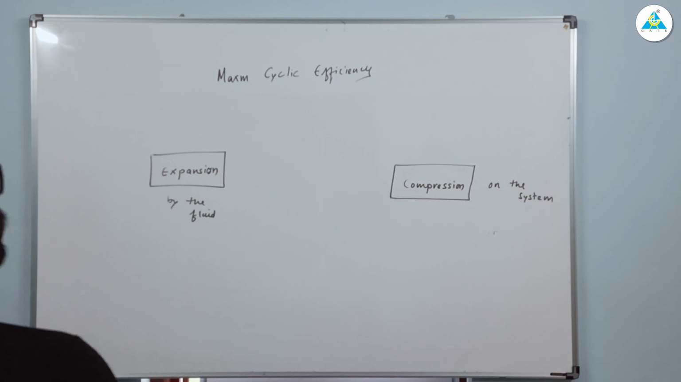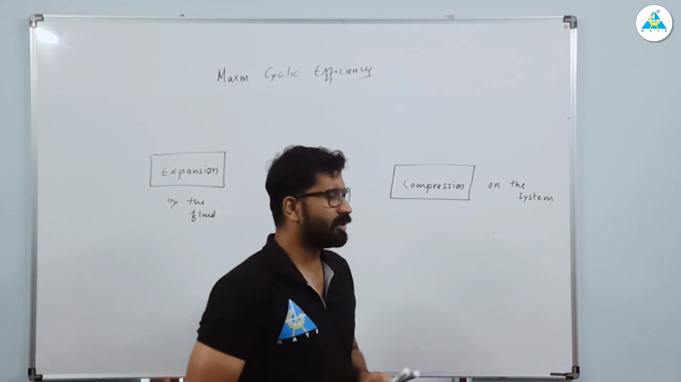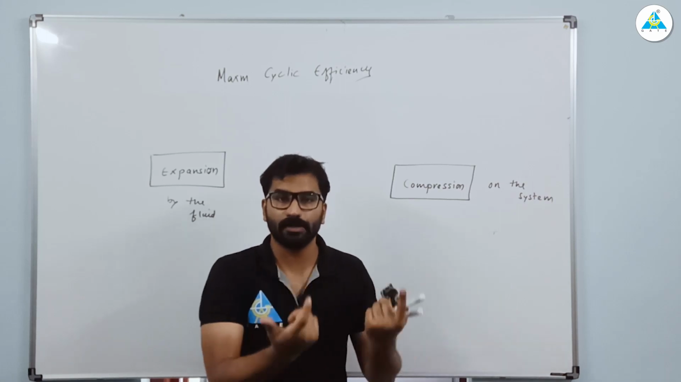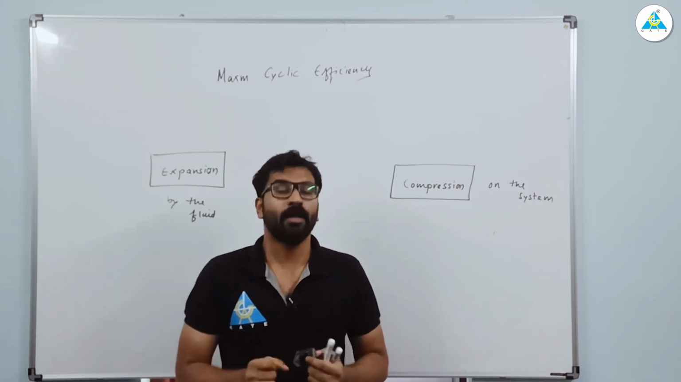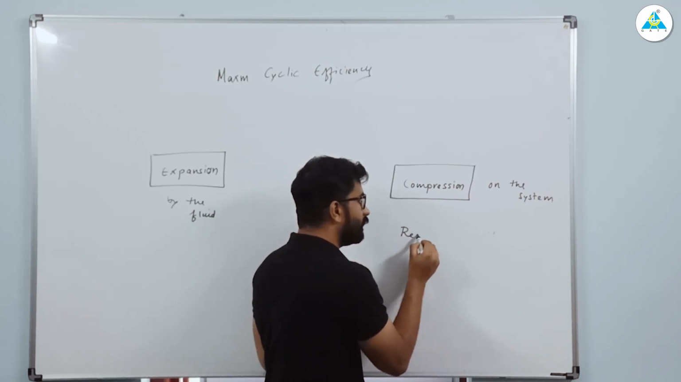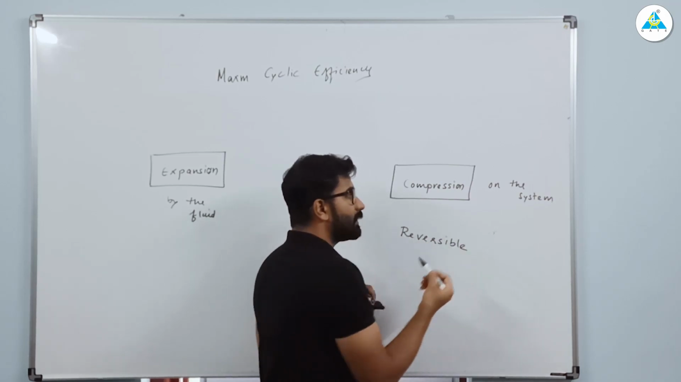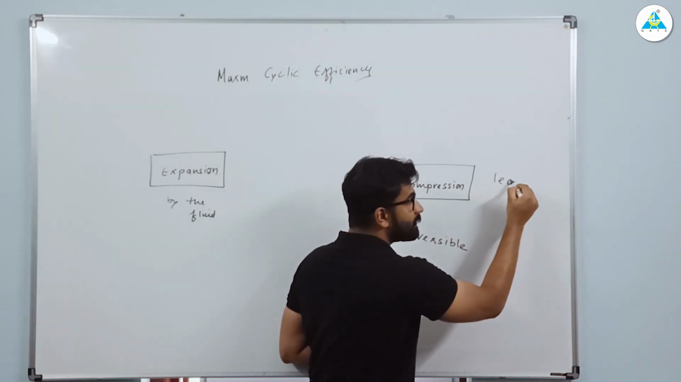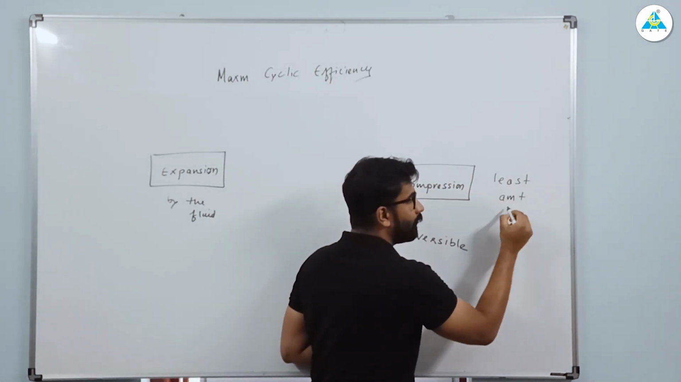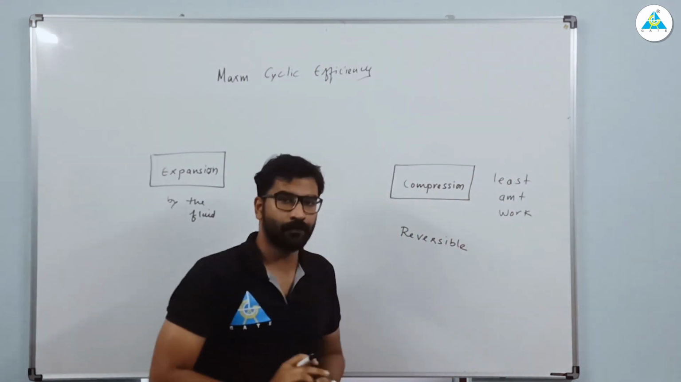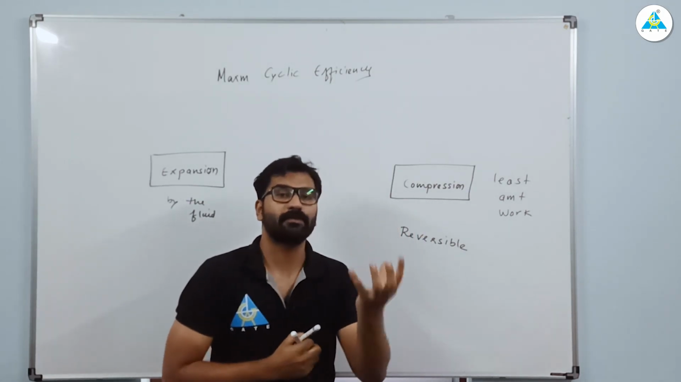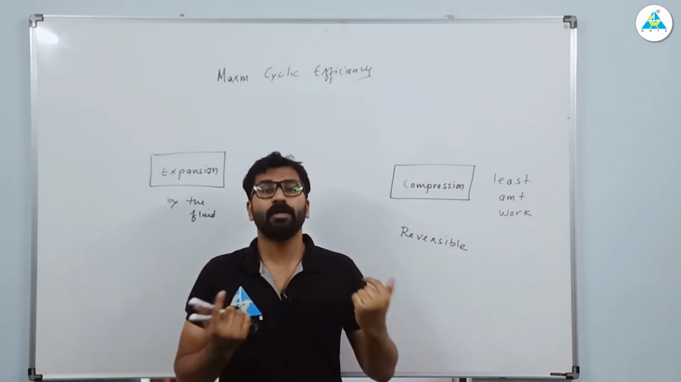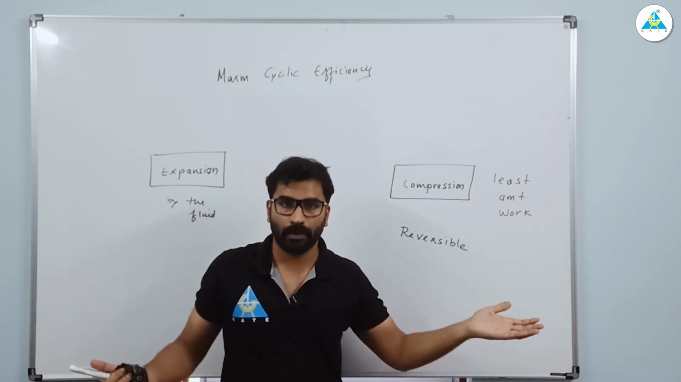Clear? Now, for getting compression done, we have already studied that when we do compression, we need to give some energy, some work input. Now if you do this compression reversibly, we need only the least amount of work. Understood this? If you compress reversibly, you require only minimum effort. But if you do it in an irreversible manner, you may require more work. Clear? So this is the point.